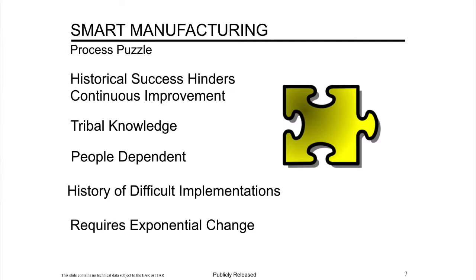So then you look at the process puzzle, right? So the process puzzle, I have historical success. I've always done it this way and it's worked great. But historical success can hinder continuous improvement. If you've done the same thing for 3 years, you should probably look at redoing it. If you've done the same thing for 5 years, you should probably look at redesigning it. If you've done the same thing for 7 years, you should throw it away and start over. How many of us have been doing the same thing for 7 years and think it's great because it's always worked?